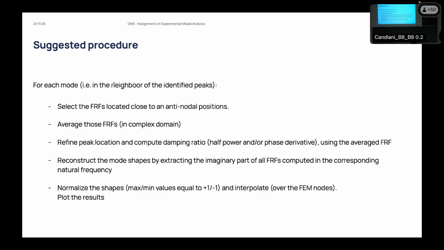And so what you could do is to select the antinodal positions. How could you select the antinodal positions? You extract the frequency response function in the neighborhood frequency, you compute the amplitude, and you choose the first, I don't know, 20 points, 30 points within that. The one that will show the highest peak will also be the one that is more useful to understand the modal parameters. Once you have that set of antinodal locations, you can average the frequency response function, and pay attention to average it in the complex domain.